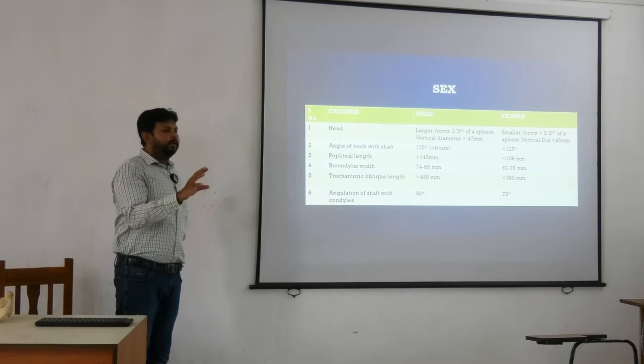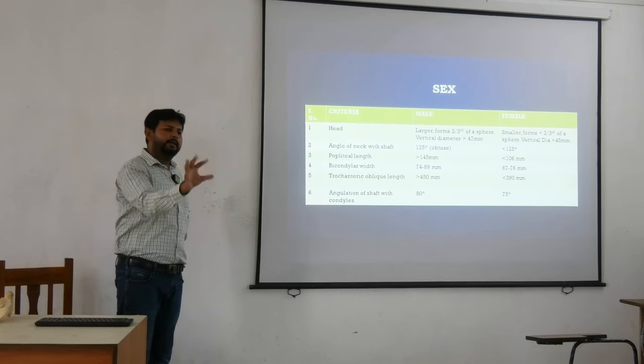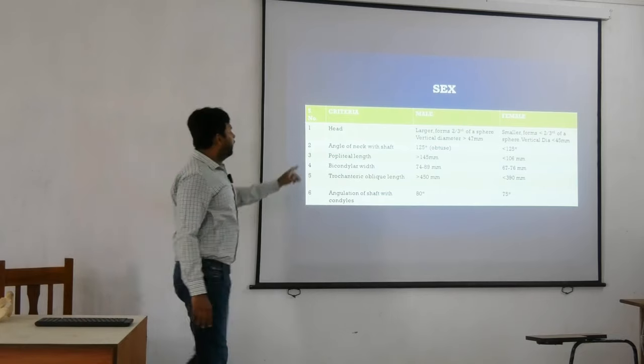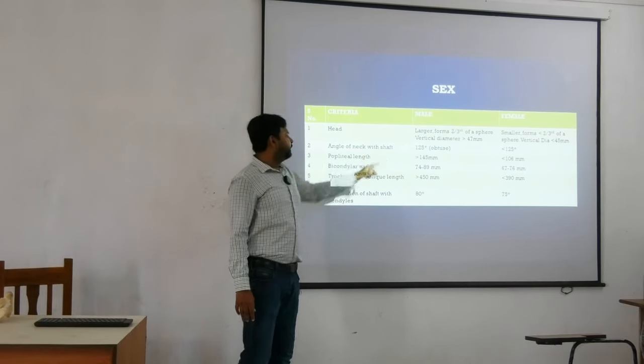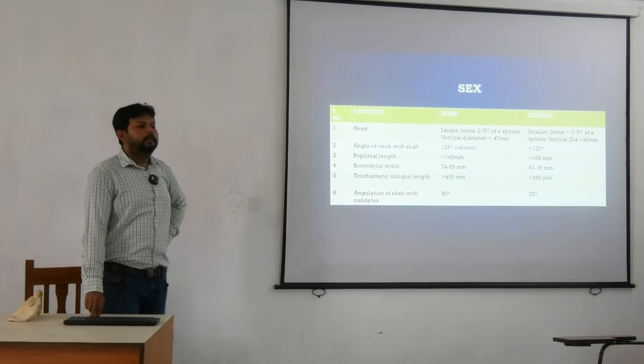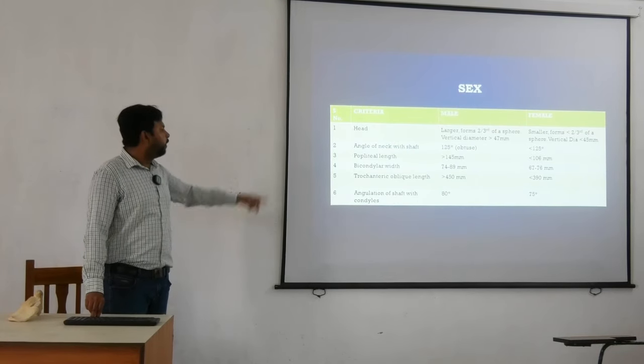125 degrees is important because most of the angles in forensics are 125 degrees, mostly. So the angle of the neck with the shaft is 125 degrees, obtuse. In females, it is less than 125.